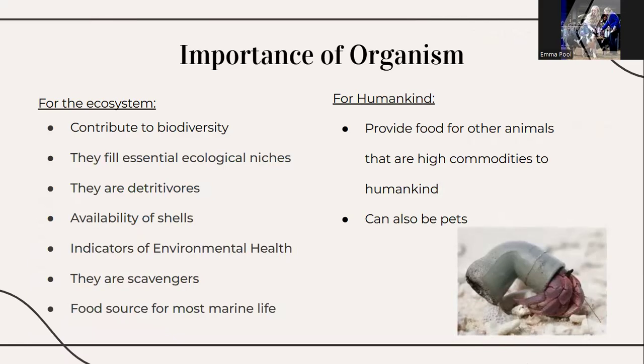And then the importance of the organism. So for the ecosystem, they contribute to biodiversity. They fill essential ecological niches. They are detritivores, which means they eat dead things. The availability of shells just means that there's a lot of them around. And then they indicate environmental health because they are very delicate creatures.